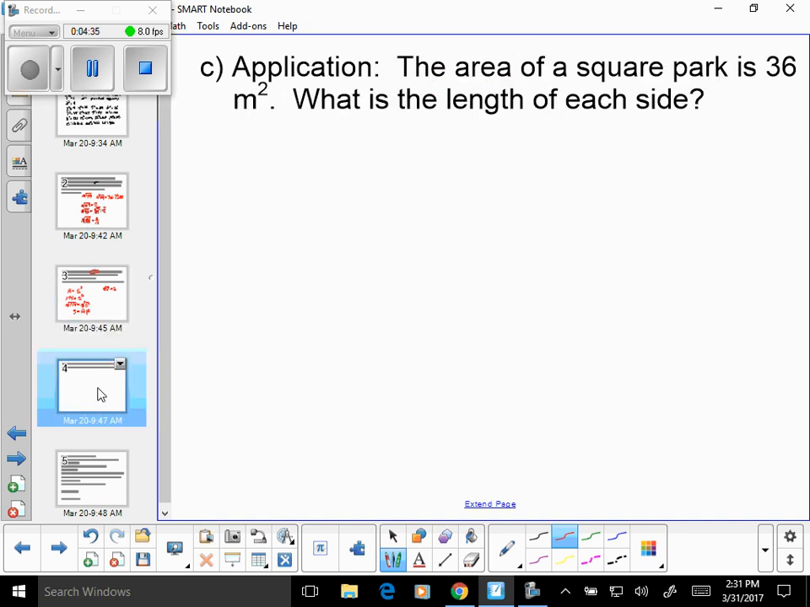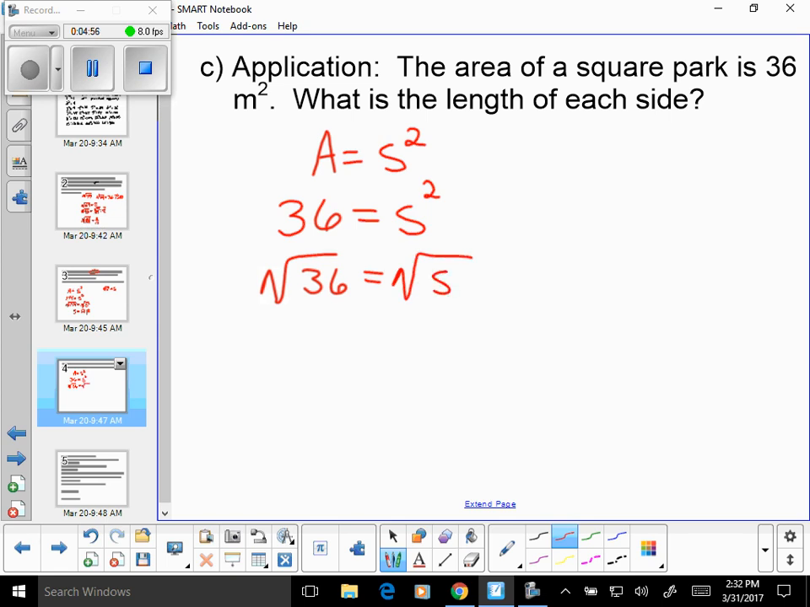Okay, let's look at another problem. Area of a square park is 36 meters squared. What is the length of each side? Okay, the area is side squared. A equals area, I know that, 36. I don't know the side squared. Well, the square root of 36 has to equal the square root of s squared. The square root of s squared is s. The square root of 36 is 6, in this case 6 meters.